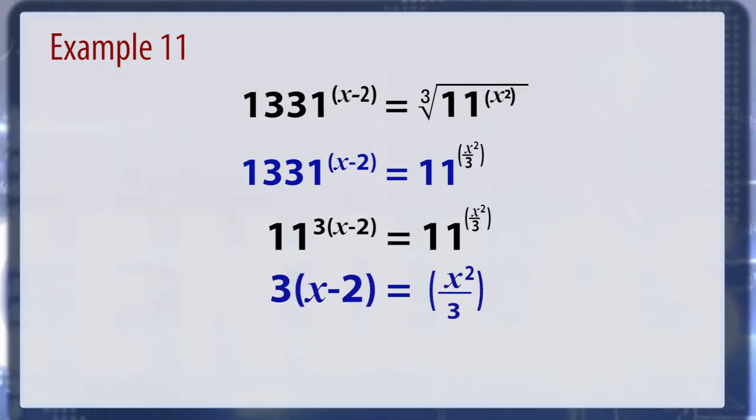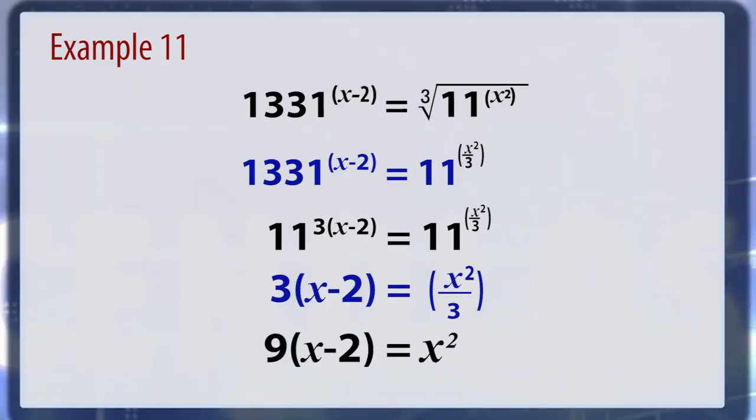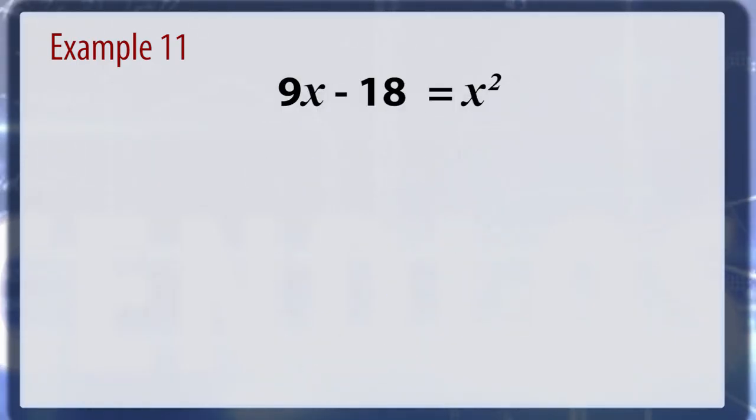So now we have 3 into brackets x minus 2 to be equal to x squared divided by 3. This is an equation with a fraction. So the first thing we do is to multiply through by 3, which is the denominator of our fraction. So we get 9 into brackets x minus 2 is equal to x squared. Remove the brackets. You get 9x minus 18 is equal to x squared.